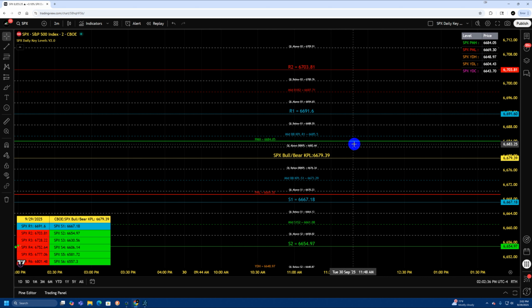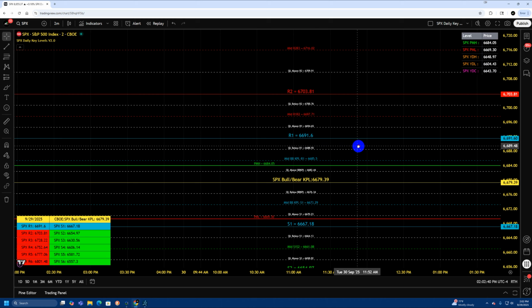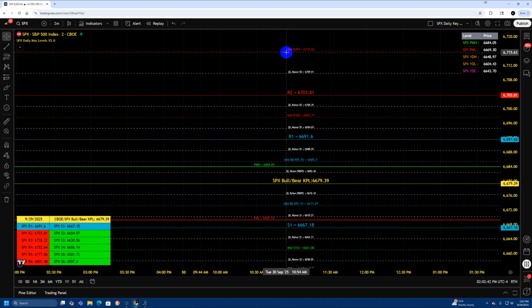If you're taking a bearish trade and want to use a standard stop loss level, then your standard stop loss level is the first midpoint above the level that you're taking the bearish trade from. Bearish trade from R1, standard stop loss is mid R1, R2. Bearish trade off of R2, looking to go down, your standard stop loss is mid R2, R3.